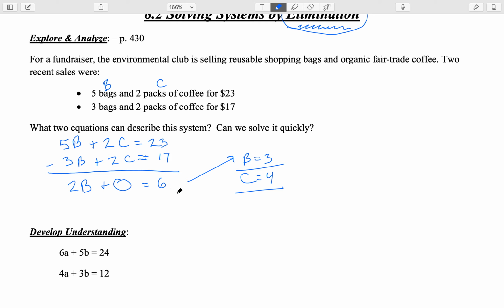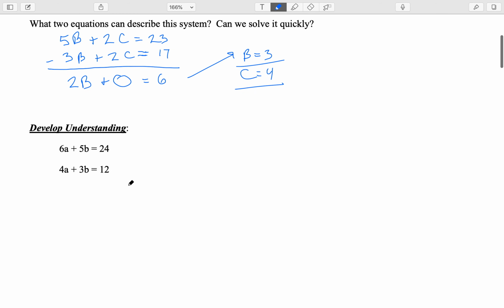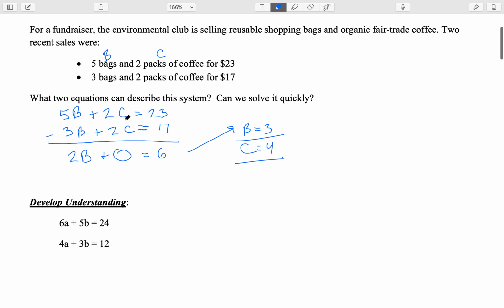Done. That was actually pretty quick, and we didn't have to do it by substitution, and we didn't have to graph it. So here's really what we did. We subtracted these two in order to cancel these out, right? These disappeared. Once these disappear, then I can figure out what B is. B is equal to that.